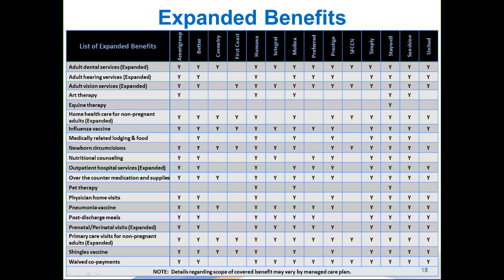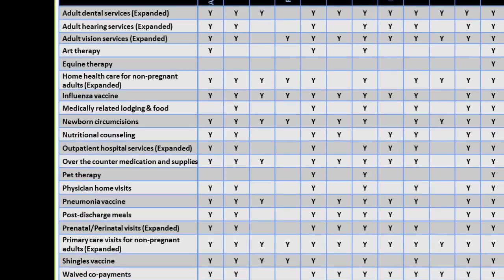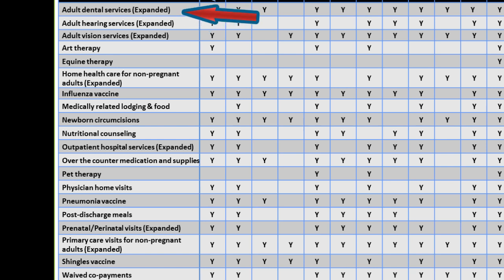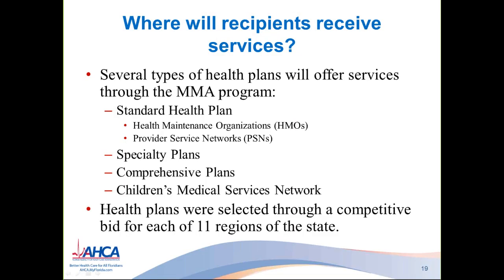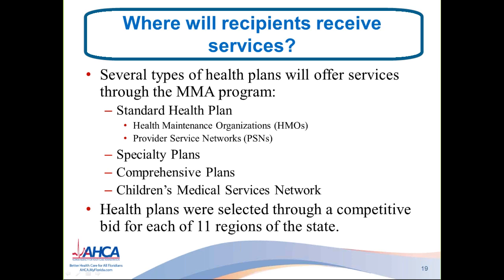Now, in addition to the state plan covered services, in our negotiation process, we were able to successfully negotiate with the plans who were awarded a bid for expanded benefits. This slide is a description of the additional services that are beyond state plan level of coverage or not covered under state plan that will now be available to individuals who choose to enroll in these particular managed care plans. And so the list is here, and you can see adult hearing, dental, art therapy, the pneumonia vaccines, pet therapy. These are all services that are not going to be available to Medicaid recipients who will not be enrolled in these managed care plans. Another question that we get frequently is where will recipients receive these services?